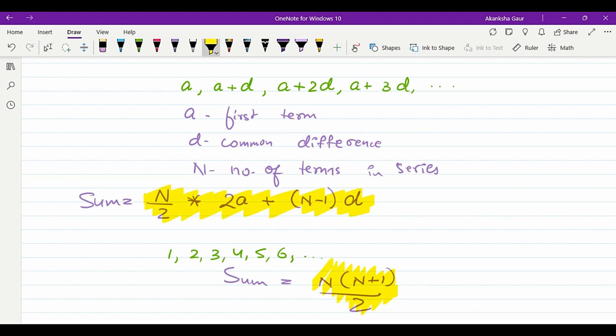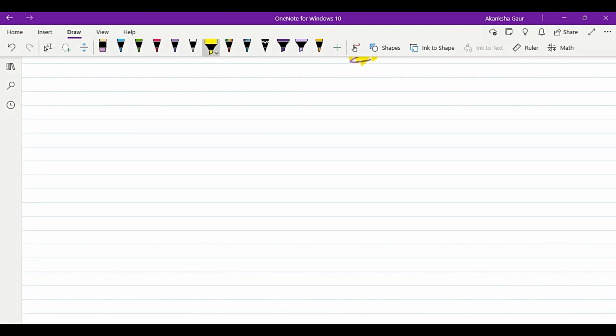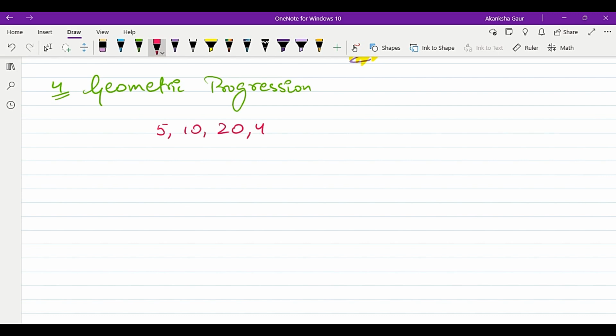Let's move on to the fourth concept. The fourth concept is geometric progression. Now, geometric progression is a series of numbers where every two consecutive terms have a common ratio. Let's understand with the help of an example. We have 5, 10, 20, 40, 80, and the series goes on.